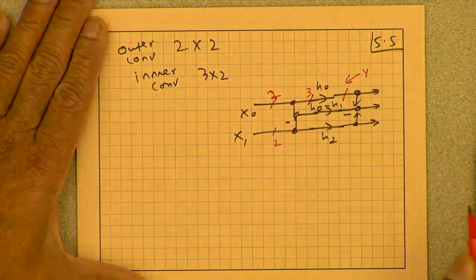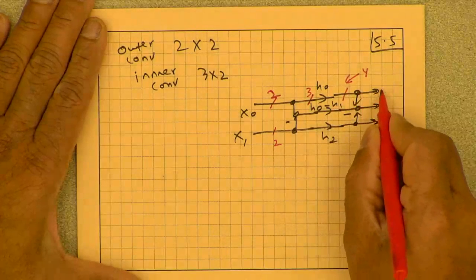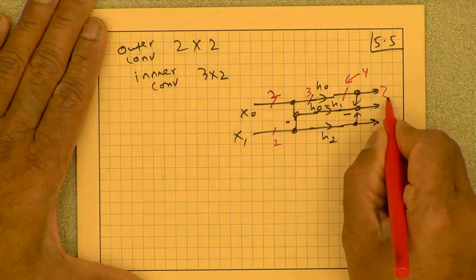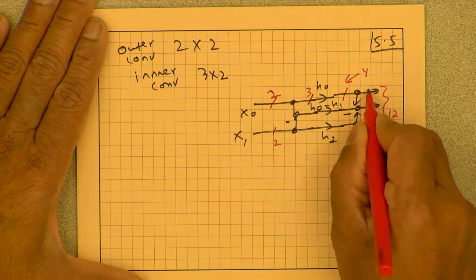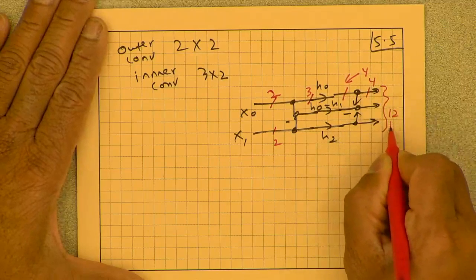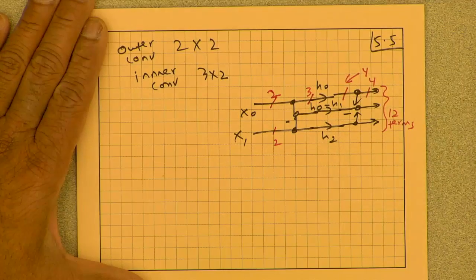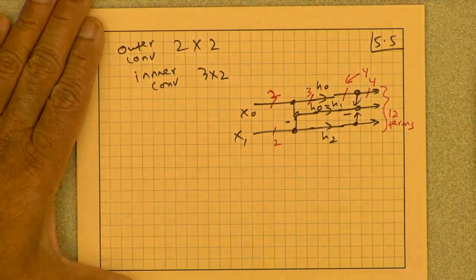So at the end of this, we are still generating 12 terms. This will be 4 terms each. So still 12 terms, and then it will be compressed to 9 terms.